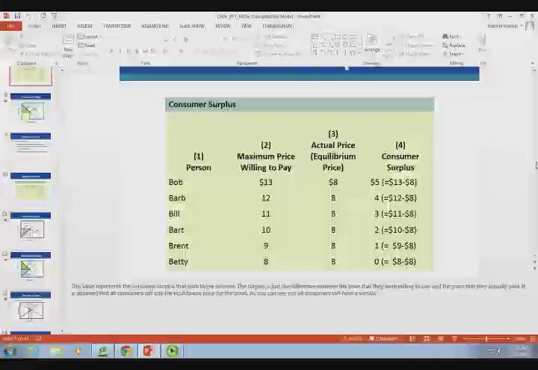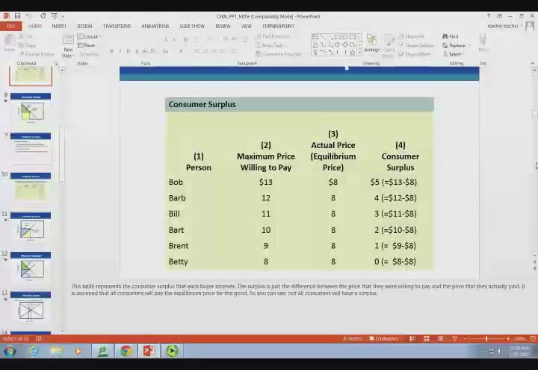Barb is at 12, and Courtney is at 4. So we have a surplus of 8, correct? Bob back to 13, and Chad at 8. So we have a surplus of 5. So my summation is 18, 19, 21, 22, 23.